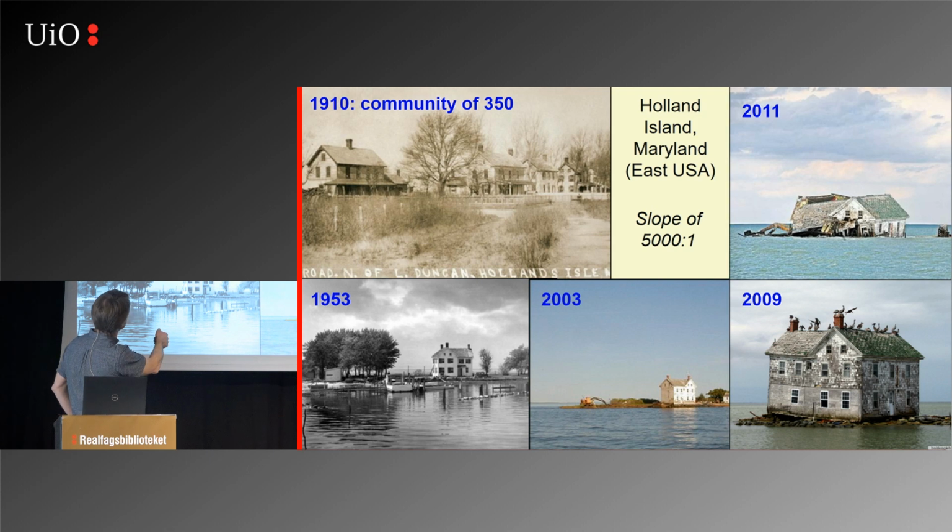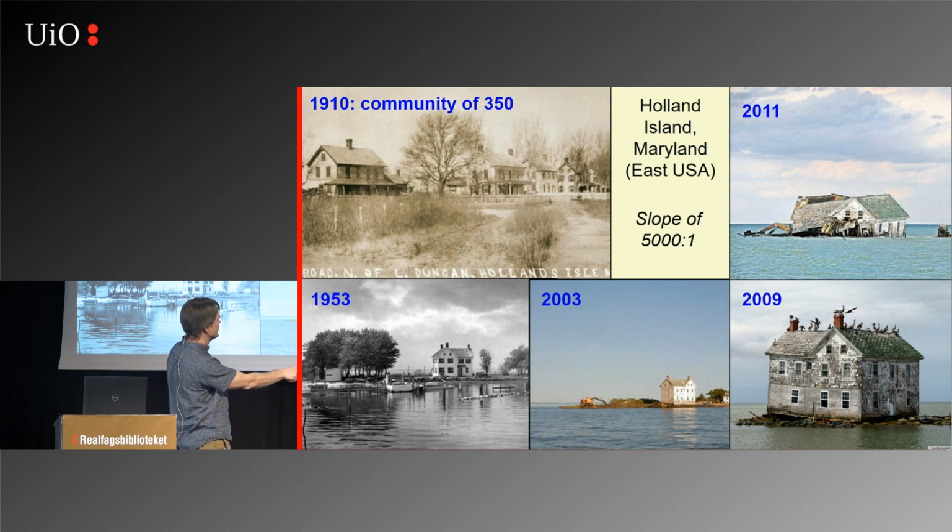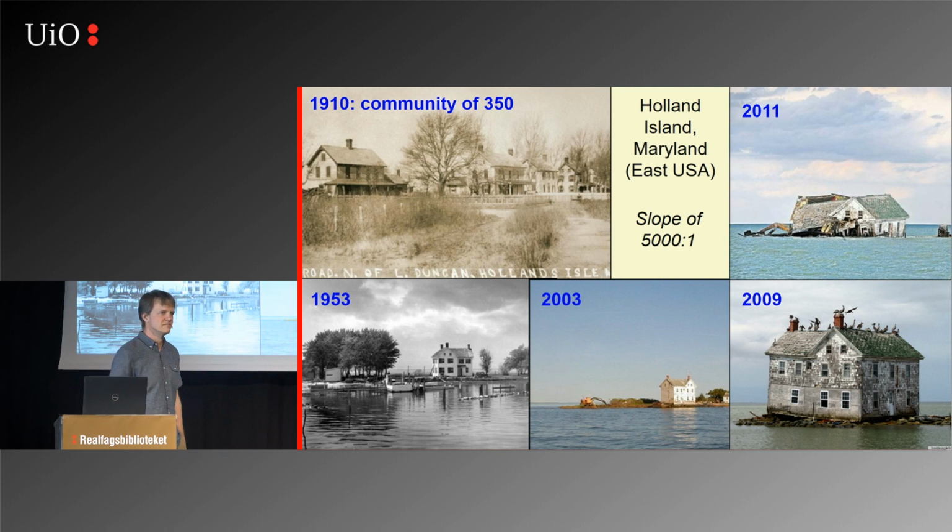And this is a picture. This is a community of 350 people living on this island in 1910. Sometime in the 50s, they had to abandon the island. And this is in 2003. You can see that house is still there. In 2009, it's totally abandoned, and it finally wrecked in 2011 or around then. So this is what would happen to a community on a very flat place if something isn't done to protect it.